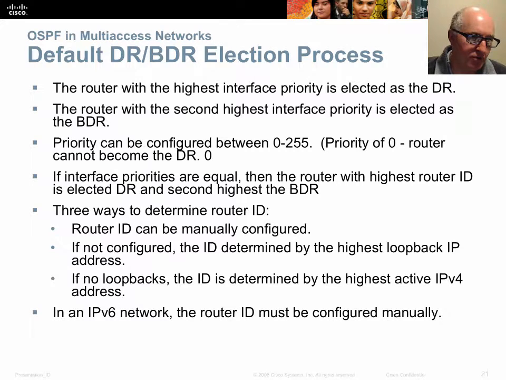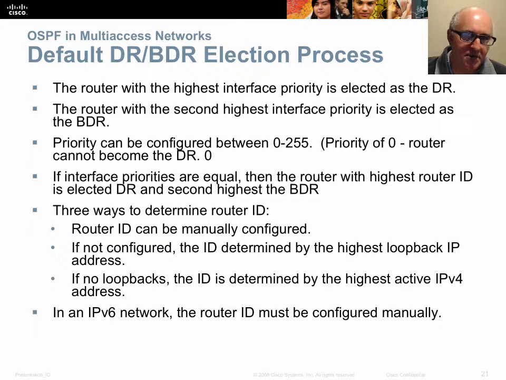Again, this is a review of what I covered in a previous slide. The router ID can be manually configured, which is the preferred way, with the router-id command. If you don't do that, OSPF will determine the router ID using the highest loopback IPv4 address. It's important here to note it has to be an IPv4 address because the router ID is a 32-bit number, so an IPv6 address cannot be used. So if you had a loopback interface, but it was an IPv6 loopback, it would not be able to serve as the router ID.